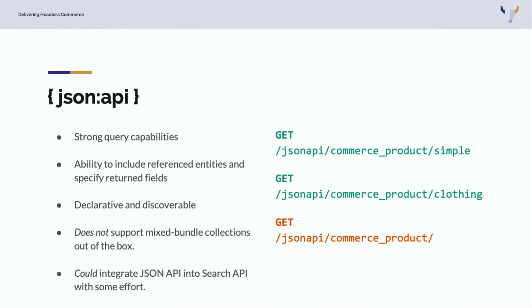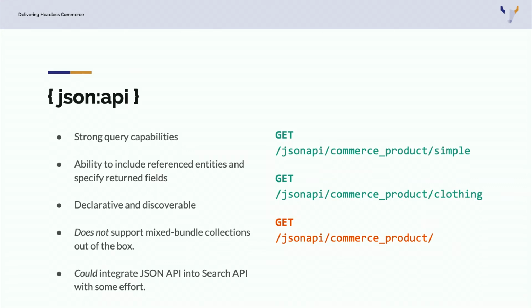There are some caveats. It doesn't support a mixed bundle collection. So all the routes it generates are /node/article. You can't go to /node and get your articles and pages. You would go to /node/article and /node/page. That's kind of represented here in my little green product/simple, product/clothing, red /product. You can't just get a collection of all your products, but you can with a little bit of legwork.